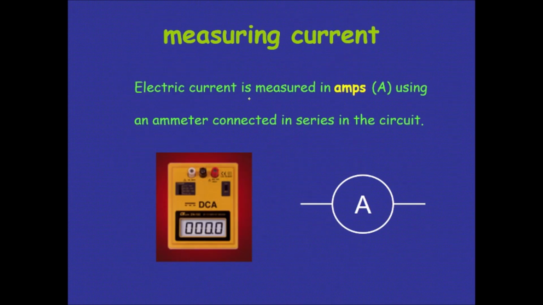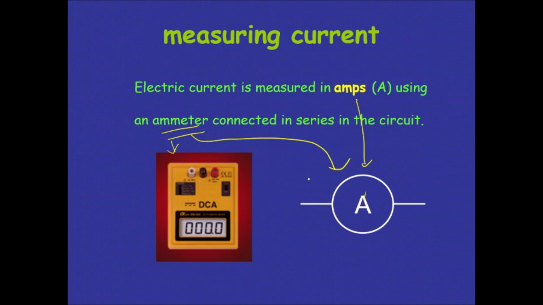So electric current is measured in amps. I'm sure you saw this before when I was doing the symbols. An ammeter measures amps, which is the current. So in other words, we use this machine, this is an ammeter. The A is denoted for amps. We use this machine to measure current, and the unit is amps.